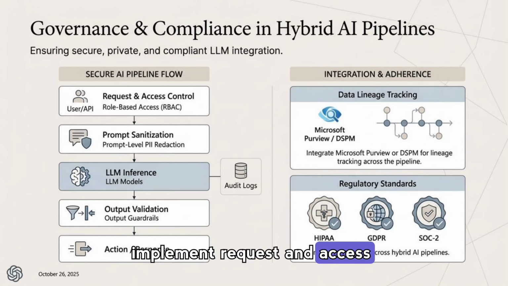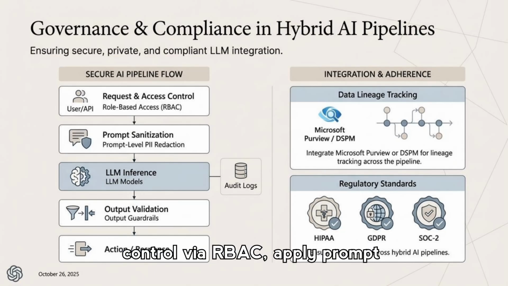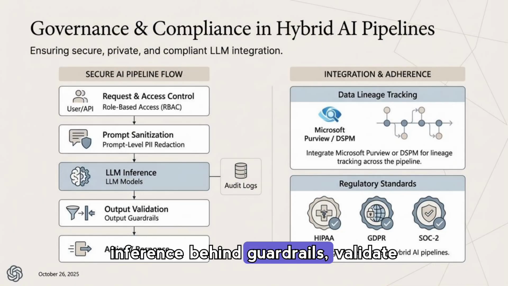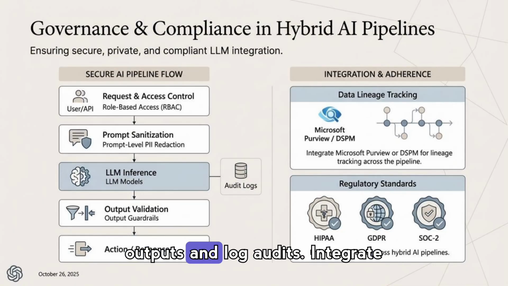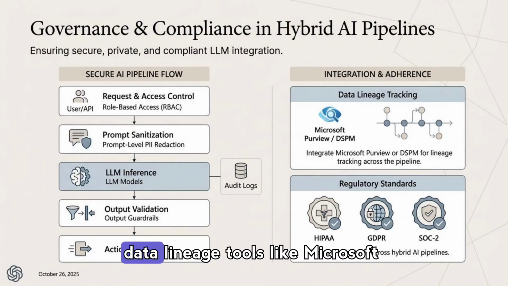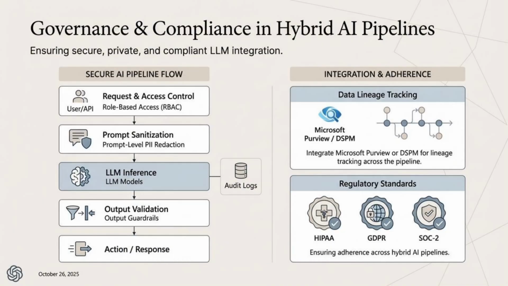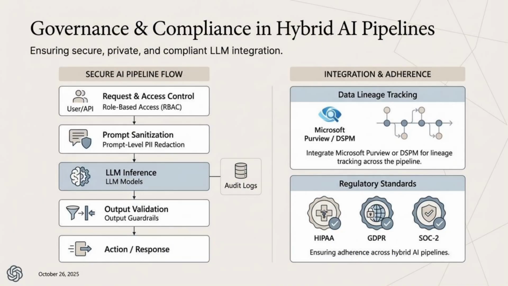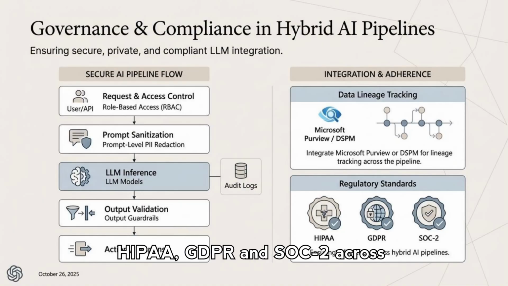Governance and compliance are core to hybrid AI pipelines. Implement request and access control via RBAC. Apply prompt sanitization to redact PII. Run LLM inference behind guardrails. Validate outputs and log audits. Integrate data lineage tools like Microsoft Purview for traceability, and ensure adherence to standards such as HIPAA, GDPR, and SOC 2 across the pipeline.